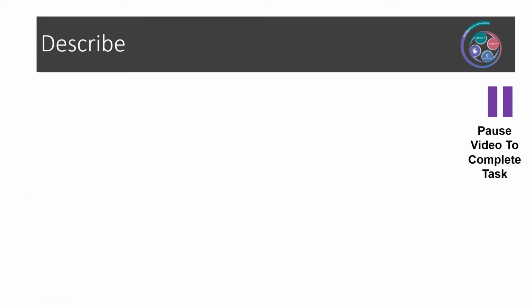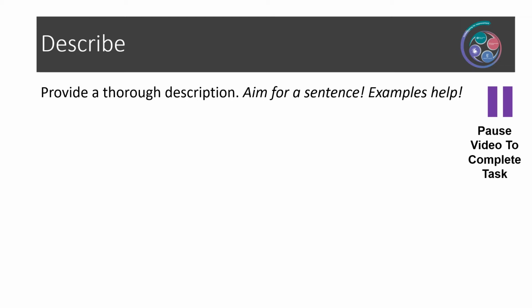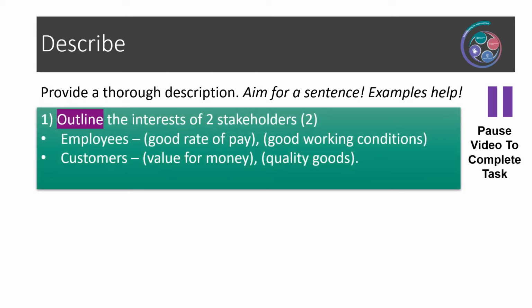So moving on, describe again. Describe is one step up from outline. And this time you're asked to provide a thorough description. So in general, I would aim for a sentence. And if you're struggling to put a wee bit more detail in your answers, examples can always help. You don't necessarily get a mark for an example, however, it strengthens your answer. So it strengthens your case for your point.